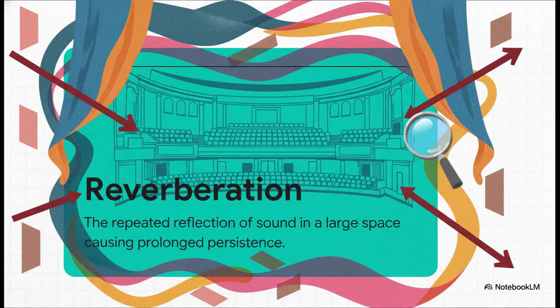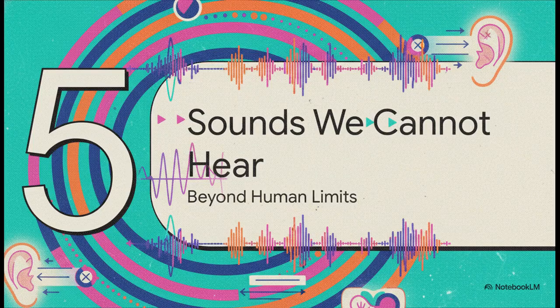If sound bounces around too much, like say in a huge empty auditorium without any soft draperies or sound-absorbent ceilings, it creates a highly undesirable effect known as reverberation. All those multiple reflections blend together, creating this really muddy, prolonged persistence of sound that makes it incredibly hard to make out distinct words or music. All right, Section 5, sounds we cannot hear.